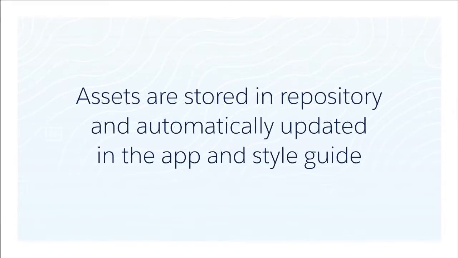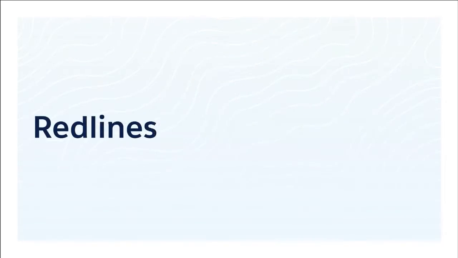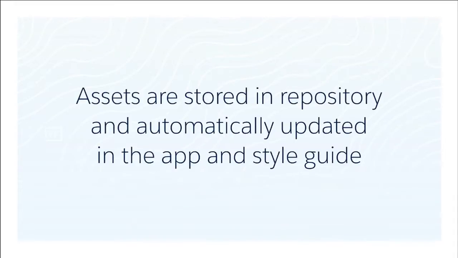Our assets are stored in a repository and they automatically update in the app and style guide as we update them ourselves. And so if you assume just a basic color variable, we have like Salesforce blue, we have a hex value or an RGBA value that corresponds to it. If we ever wanted to update Salesforce blue, we would just update that value and that translates across every single instance of that design token.